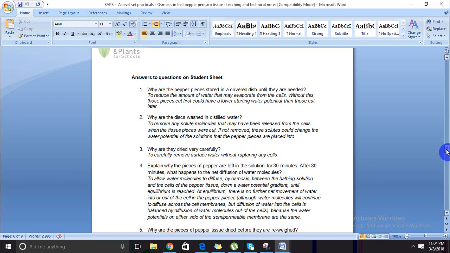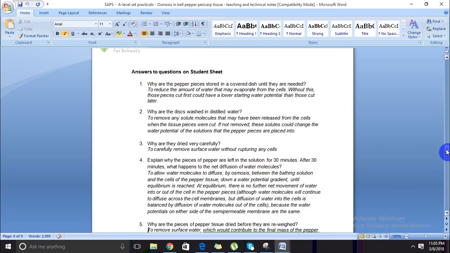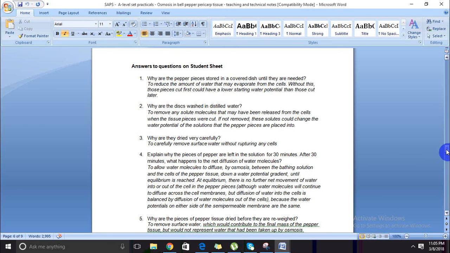Why are the discs washed with distilled water? To remove any solute molecules that may have been released from the cells when the tissue was cut. If not removed, these solutes could change the water potential of the solutions that the pepper pieces are being placed into. Again, important. Why are they dried very carefully? To carefully remove any and all surface water without rupturing any of the cells.